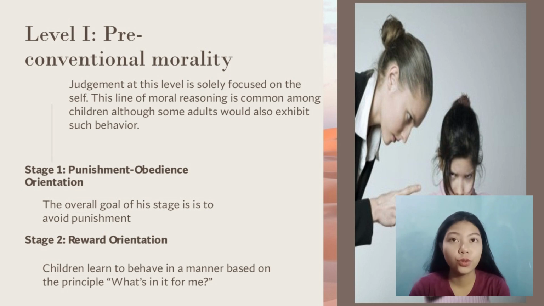In Stage 2, known as reward orientation, children begin to behave based on the principle of what's in it for me. Here, individuals start to see moral decisions as a way to gain rewards or benefits. At this stage, the focus shifts from avoiding punishment to seeking personal gain, where actions are taken if they result in some form of positive outcome for the individual.